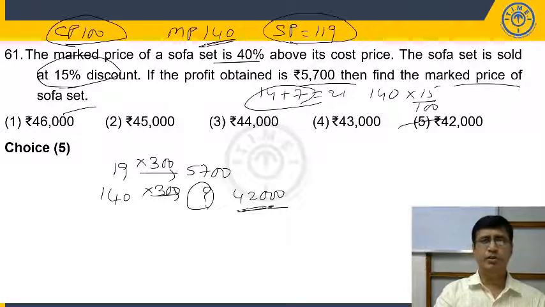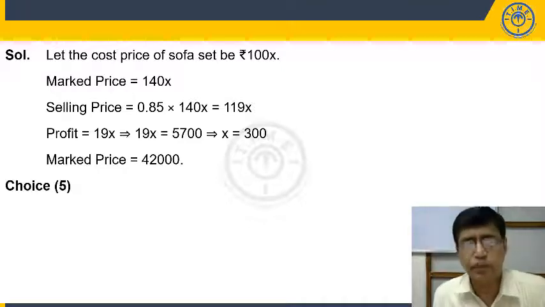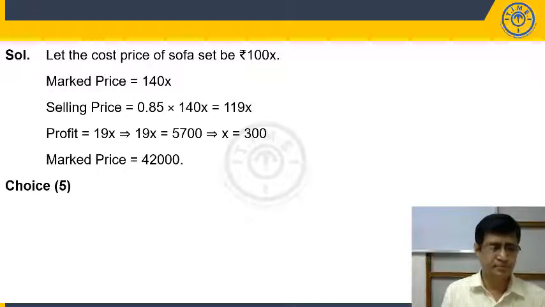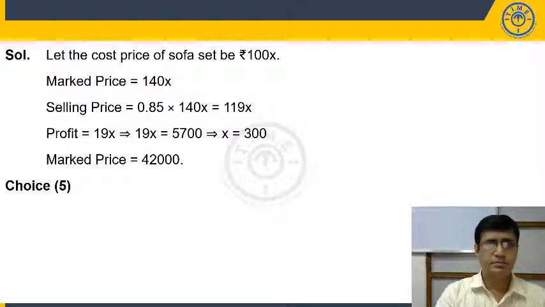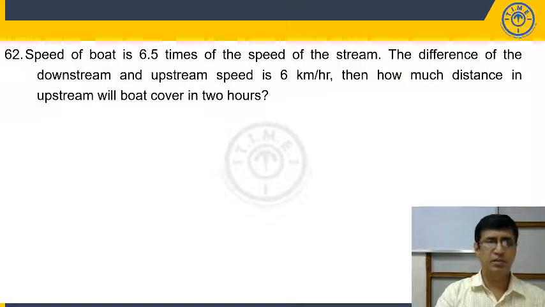So what is the discussion? By assuming the cost price is 100%, the market price is 140. A 15% discount means the value of the discount here is 21. Offering a discount of 21, we get the selling price as 119. We are making a profit of 19. So 19% is equal to 5700, and 140 is equal to question mark. This is the type of solution. Please look at this one. Now look at the next example on your screen.